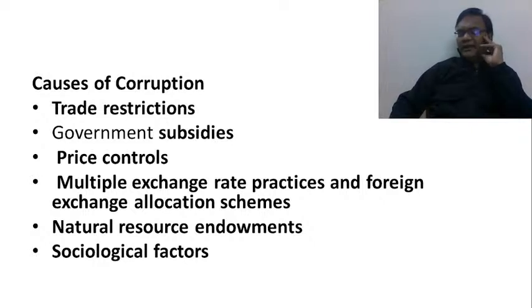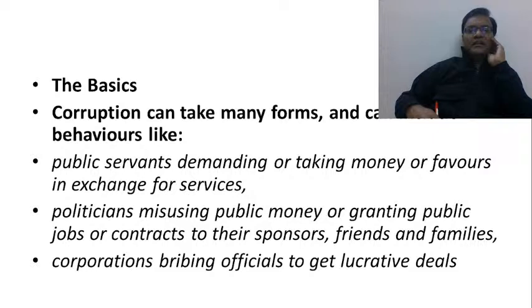And even if you are suspended for corruption, immediately after 1 year, after 6 months, you will be reinstated. Why? Because politicians will need only those bureaucrats who are corrupt and who can manipulate rules and regulations. That is where the problem is, right?